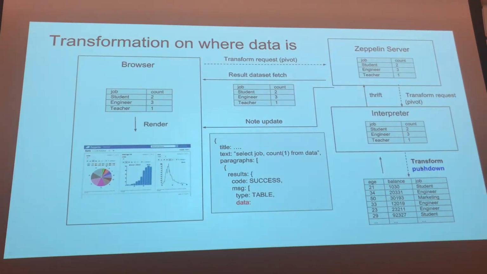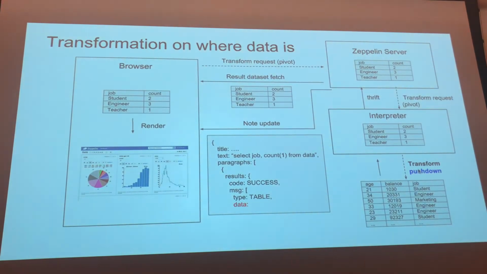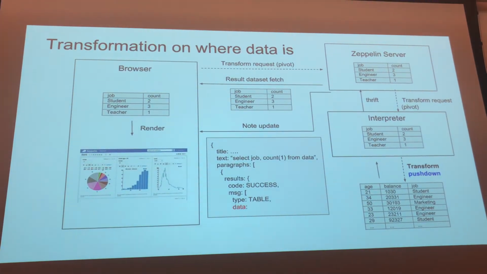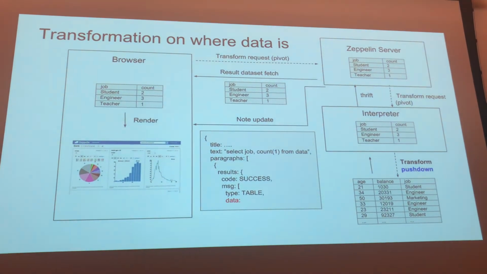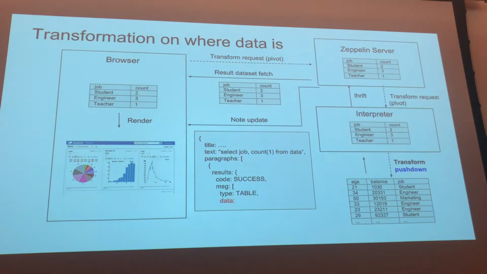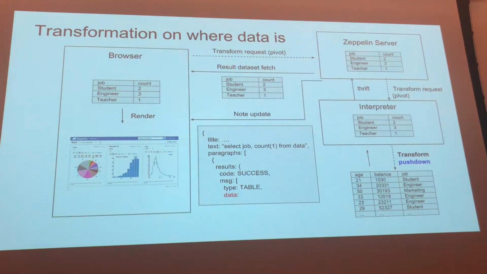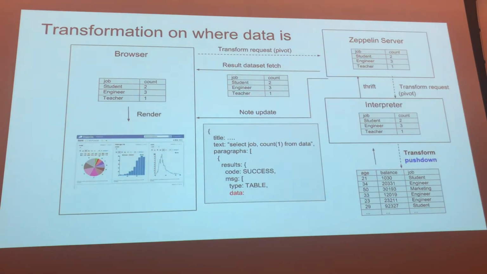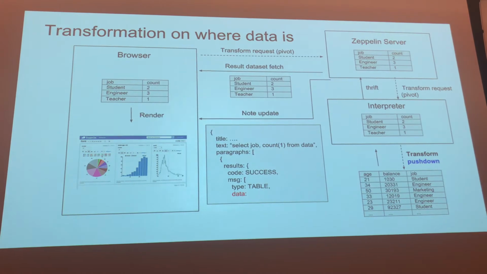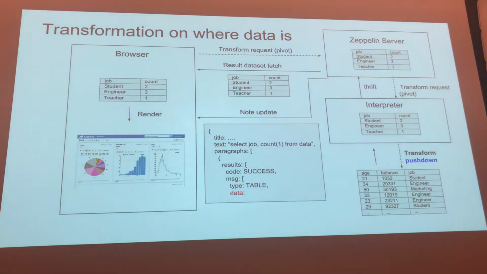Actually, we can push down all the operators required for the pivot or transform down to the actual processing engine. In that case, we can implement the pivot or transformation function using the Spark API, and the actual transformation will be done on the Spark side, and then Zeppelin will get only the result, and everything is now very lightweight.